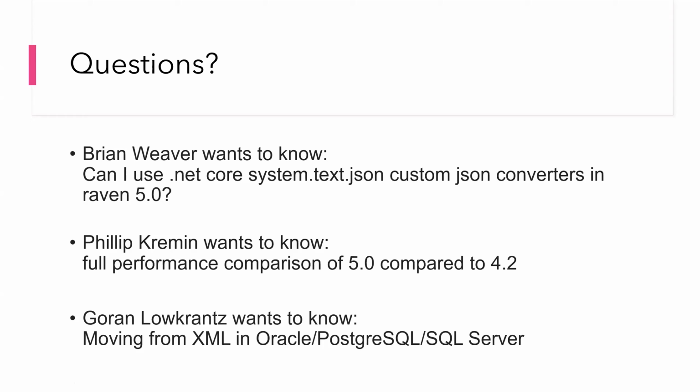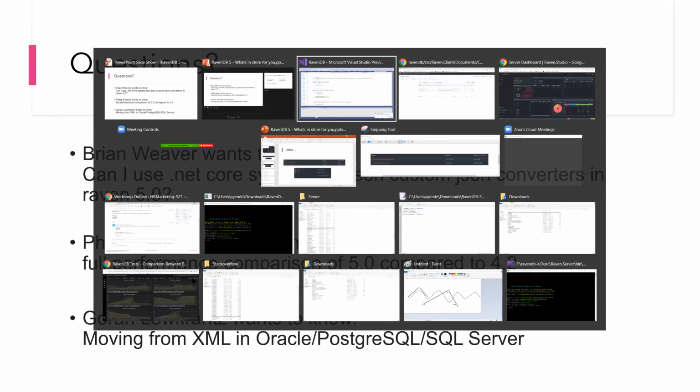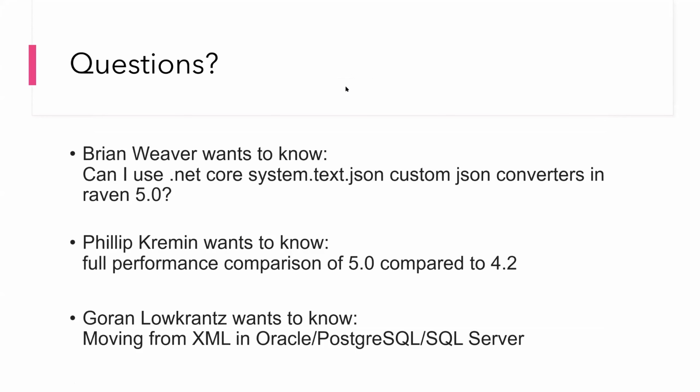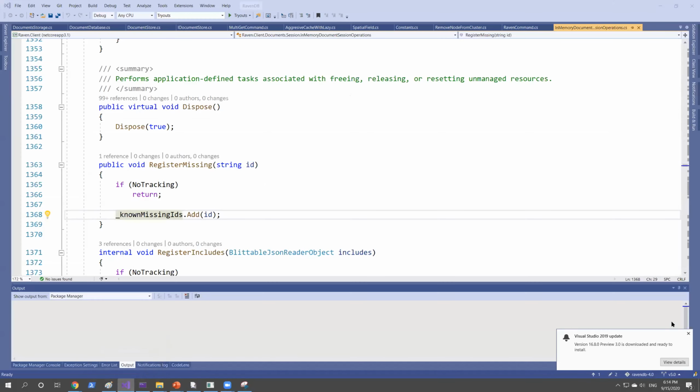RavenDB has an import wizard to import data from a relational database. It doesn't handle a conversion from XML, so that's something that you have to write on your own. But if I remember correctly, the actual process of converting from XML to JSON is relatively easy. The actual process of opening Visual Studio is this easy.